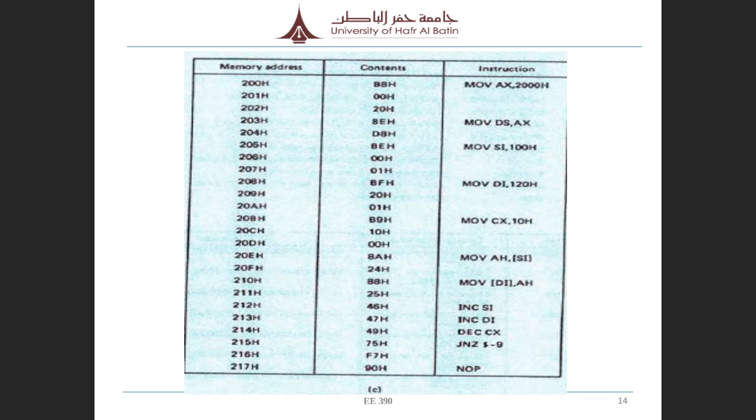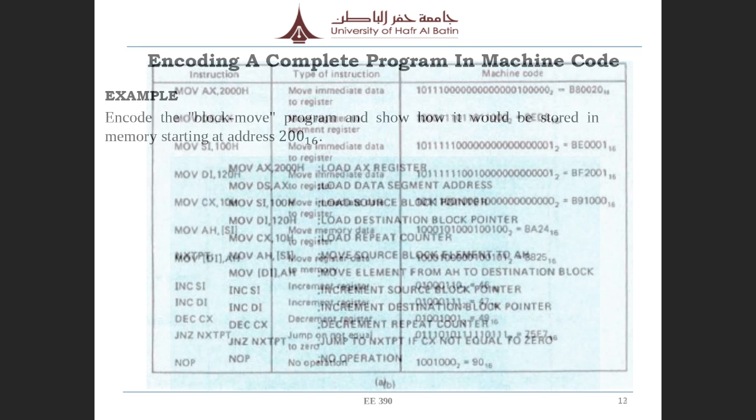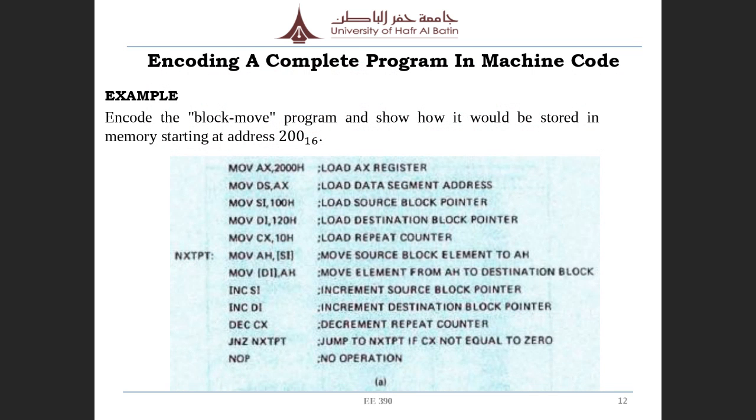Now we'll see the next instruction: move AH, comma, square bracket SI. Okay, let us go to the main program. Until here we are done. Now it is within a loop: move AH, comma, square bracket SI. That means it is memory related. Yes, memory to register, definitely.